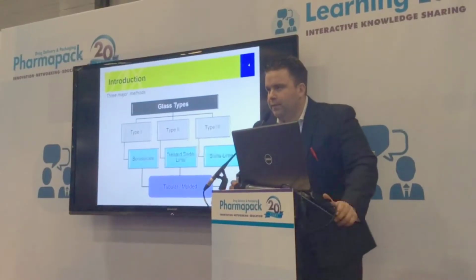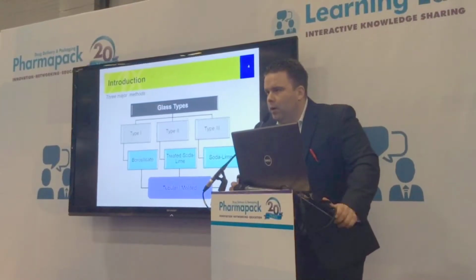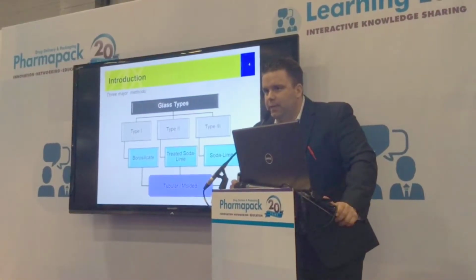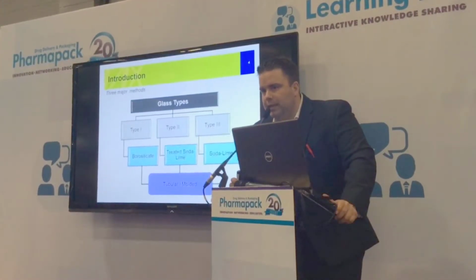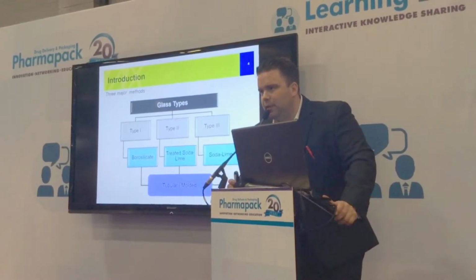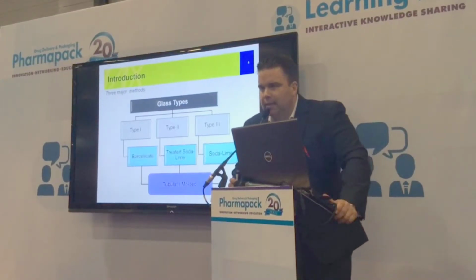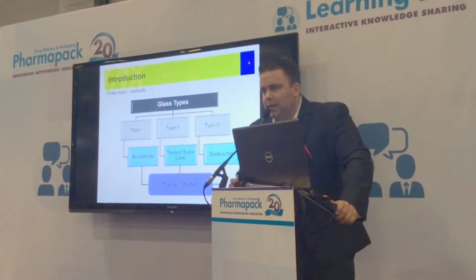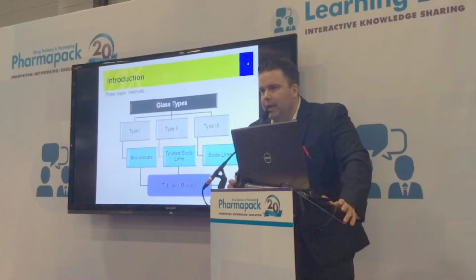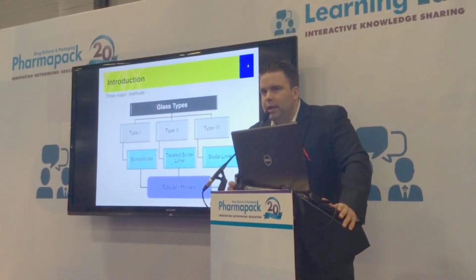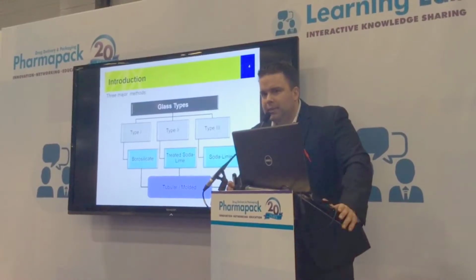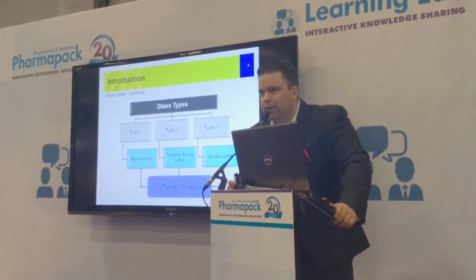There are 3 different glass types. There's type 1, which is known as borosilicate glass. This has roughly 10% of boric oxide in it, hence the name borosilicate glass. This has your lowest coefficient of expansion and your highest hydrolytic resistance, meaning it's less prone to interact with a pharmaceutical drug product. Therefore, this glass can be utilized for parenteral drug products.